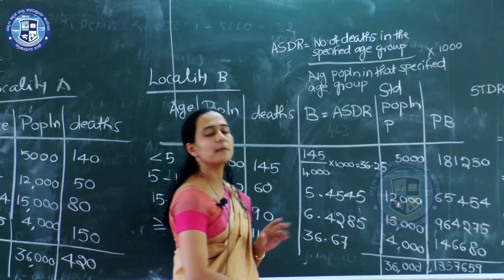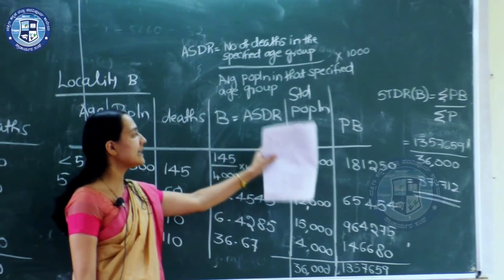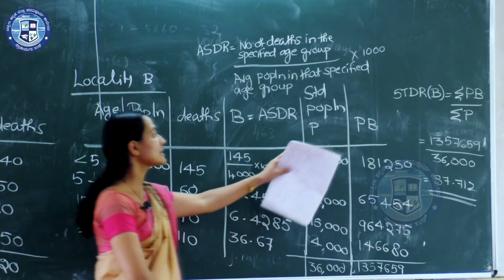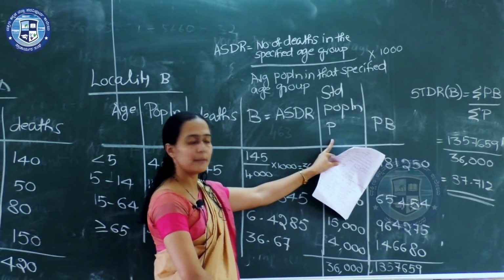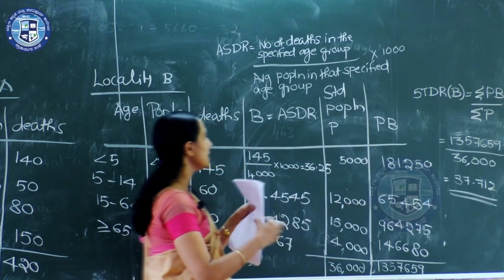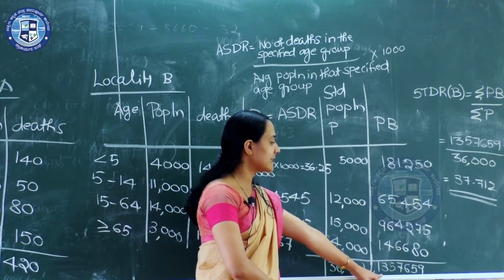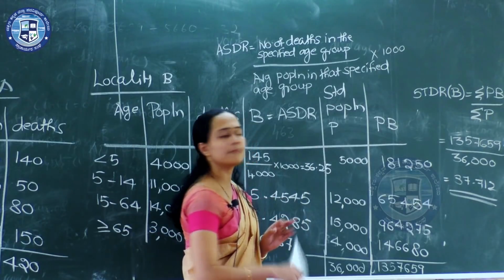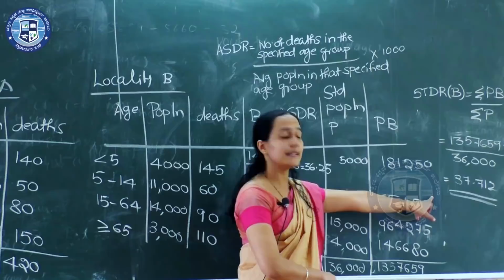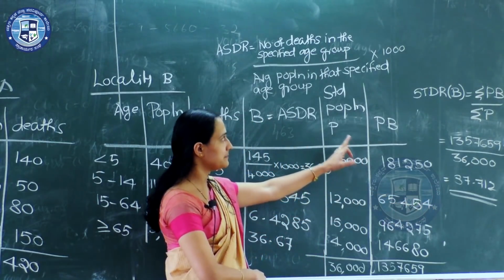Next, standard population. Standard population is the locality A population. Locality A population I wrote like this, that is actually the standard population. So standard population is denoted by capital P. Next, last column for P into B. P into B means this column into this column. The answers are this one. Next, find the total. STDR of B is sigma PB divided by sigma P. Answer is 37.712. Into 1000 is not there, remember.